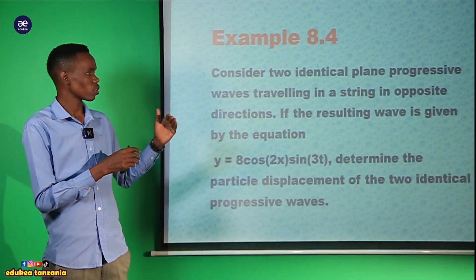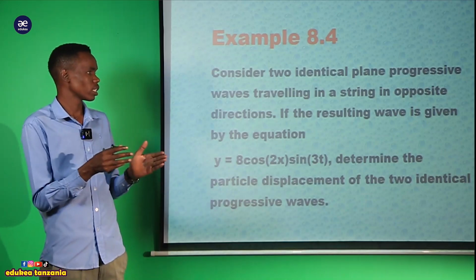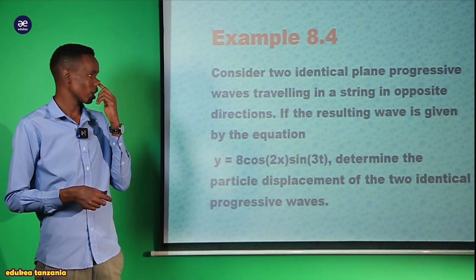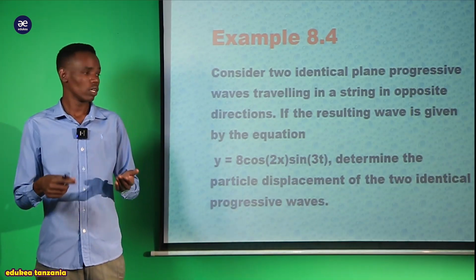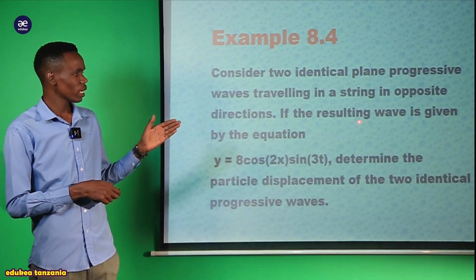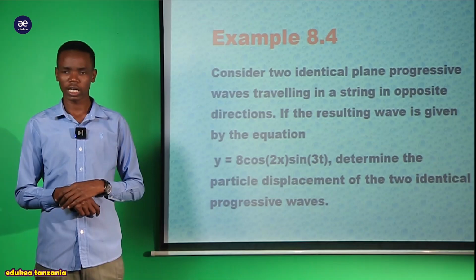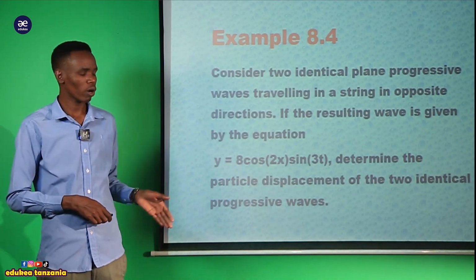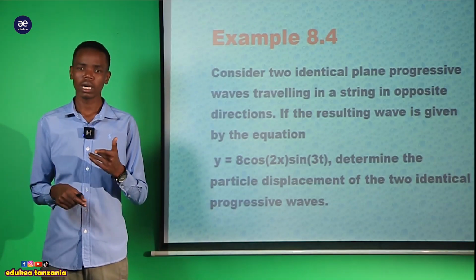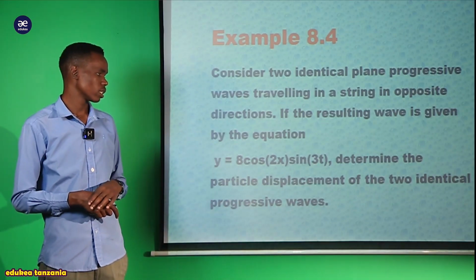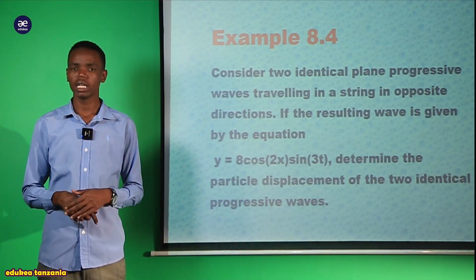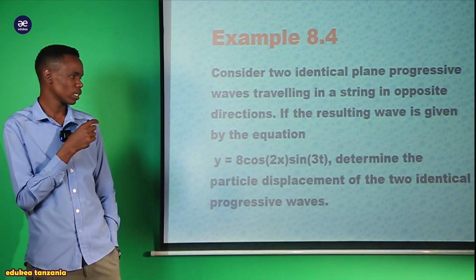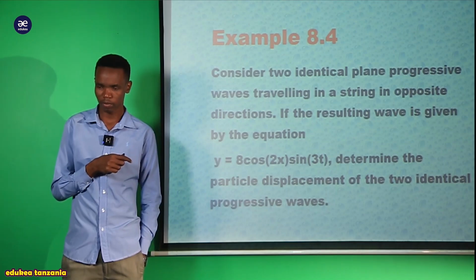We have two identical plane progressive waves, and they are traveling in a string in opposite directions. If the resulting wave is expressed by the equation, the displacement is equal to 8 times cosine 2x times the sine 3t. Now determine the particle displacement of the two identical progressive waves.